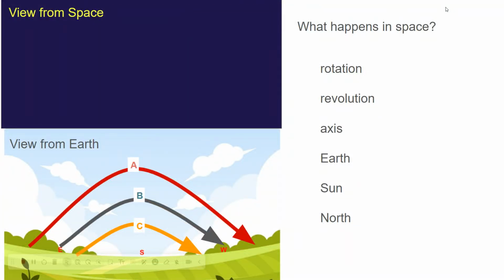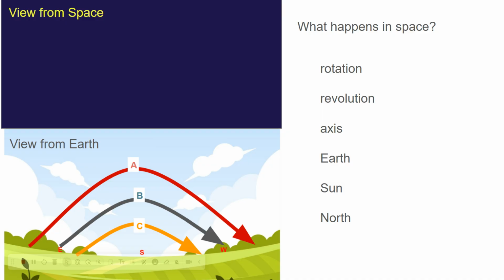Okay, the purpose of this video is to help you start to make a diagram about the view from space. We spent a lot of time collecting data about the length of day and the height of the sun. That was our view from Earth. And then we used the gizmos to see what's happening in space. So I'm going to review that a little bit.